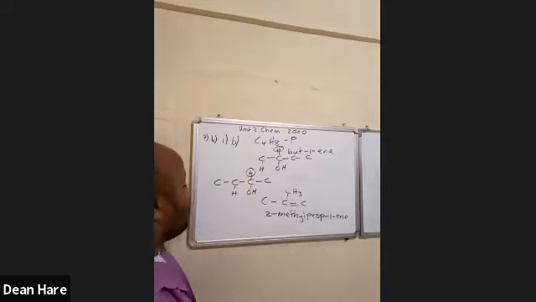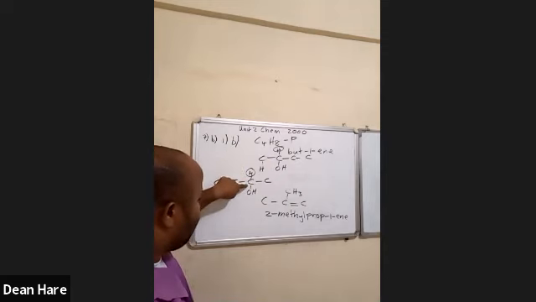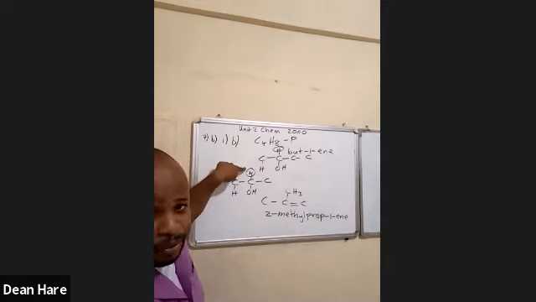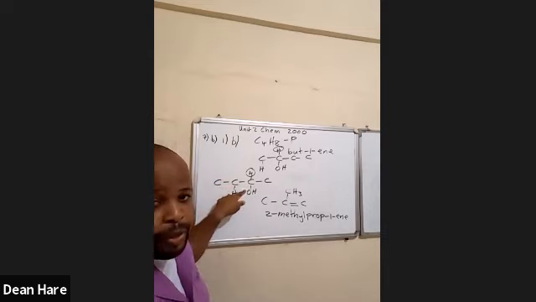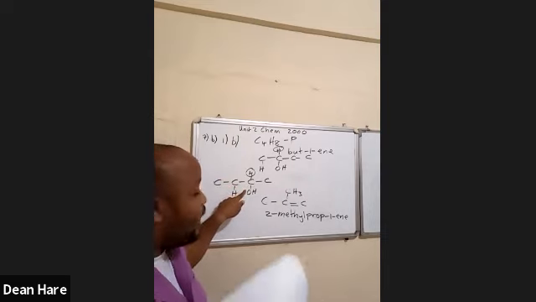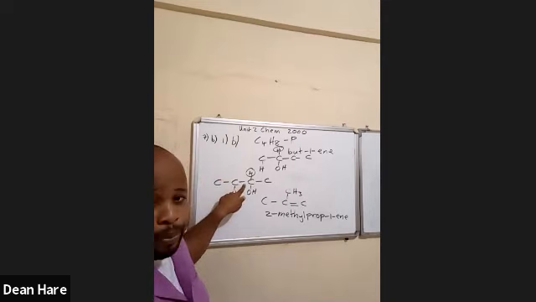To get a tertiary alcohol, we cannot have a hydrogen atom attached to the carbon with the OH group. No hydrogen must be present on the carbon with the OH group.